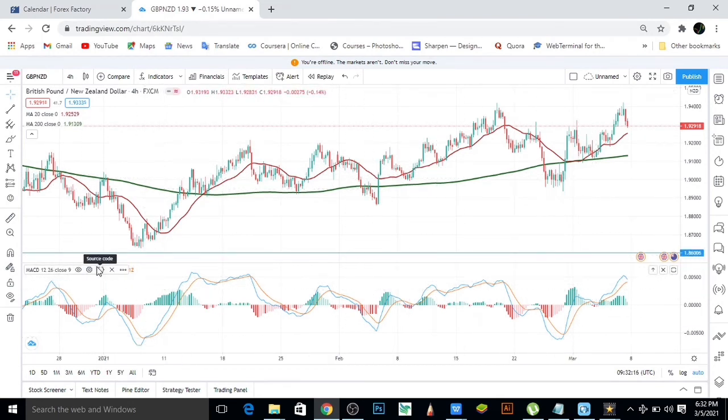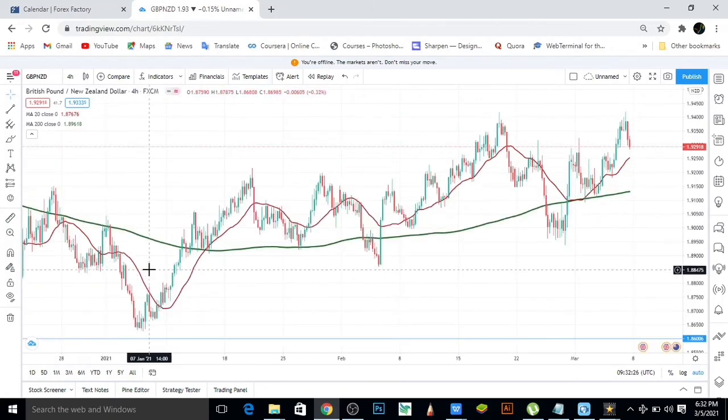Let me just show you one more trend indicator. There are so many of them. It's just up to you to check and see the one that fits your style. Let me show you another trend indicator.